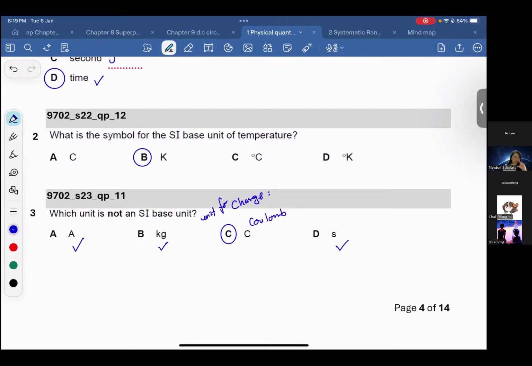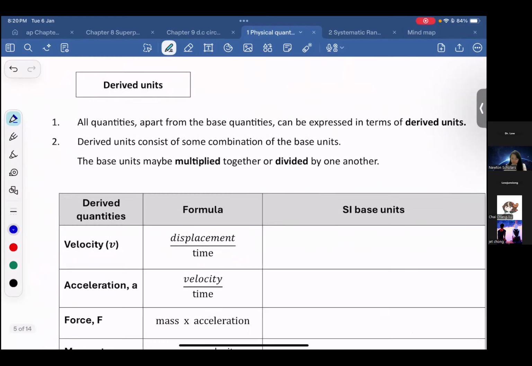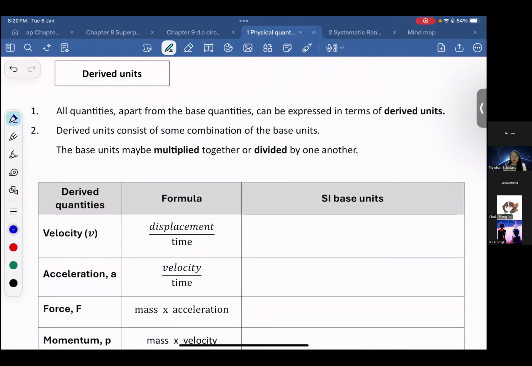Okay, can we proceed to page number 5? Okay, thank you. So it goes to page number 5. Derived unit. Derived units actually consist, how we say, in terms of base units. So for example, speed is actually distance divided by time. Actually, it's length divided by time. Can you see that length and time are actually base units? So a derived unit consists of some combination of base units. It can be multiplied or divided.